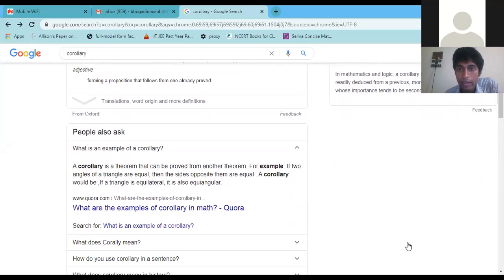Okay, here there is an example. A corollary would be like this: if a triangle is equilateral, it is also equiangular. Understand? If it is equilateral, then all the angles are equal. That is an example of a corollary. Fine?